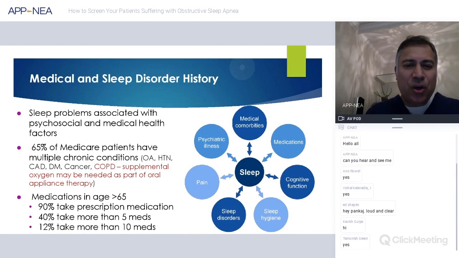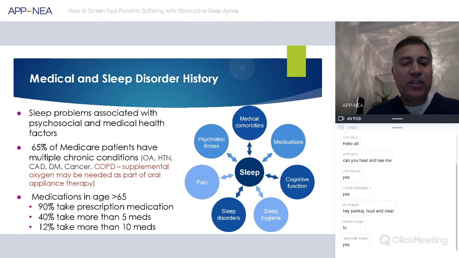So why is OSA so important? We talked about the complications of untreated sleep apnea. We know that untreated sleep apnea is associated with some major psychosocial, mental and medical health factors. But the interesting thing is, it gets worse as we get older. A study showed that 65% of Medicare patients, by their definition 65 years or older, have multiple chronic conditions like osteoarthritis, hypertension, coronary artery disease, diabetes, cancer, COPD.